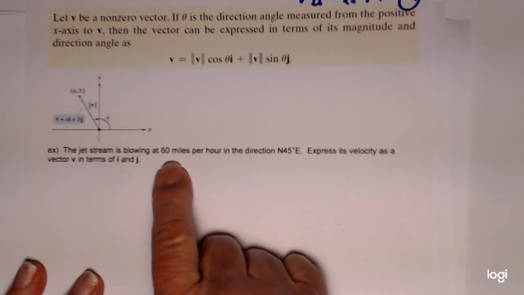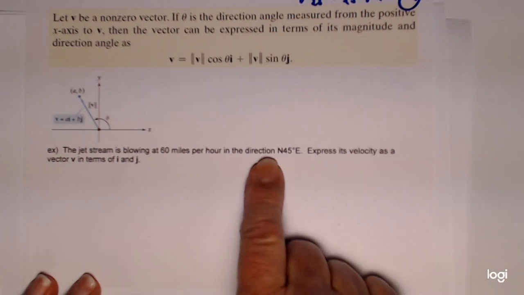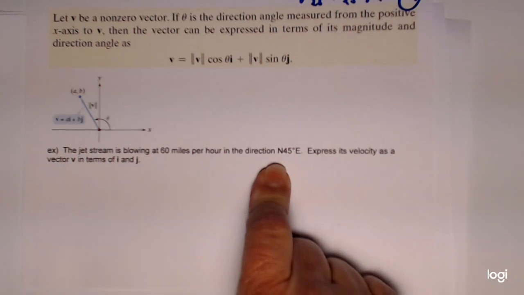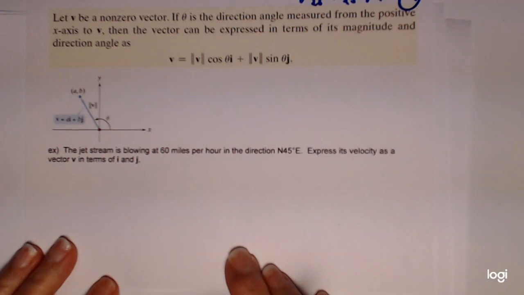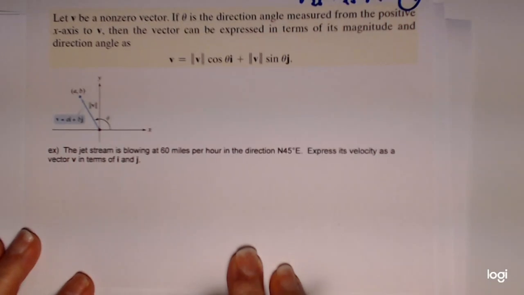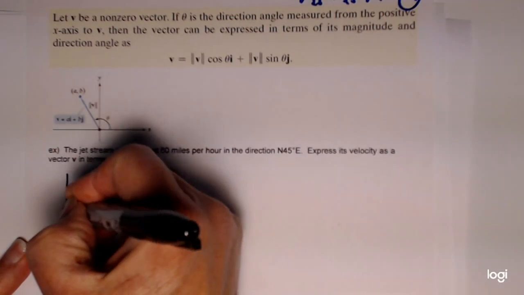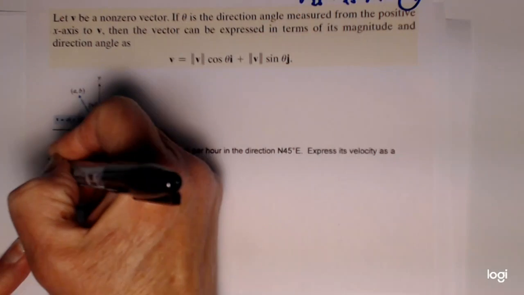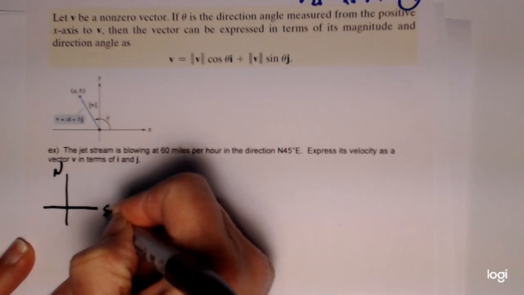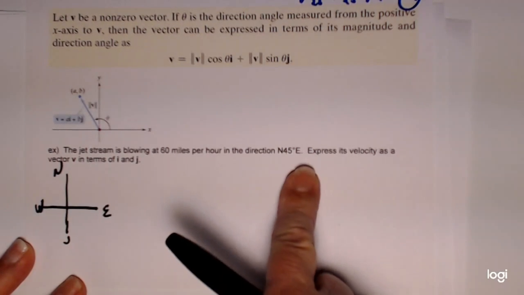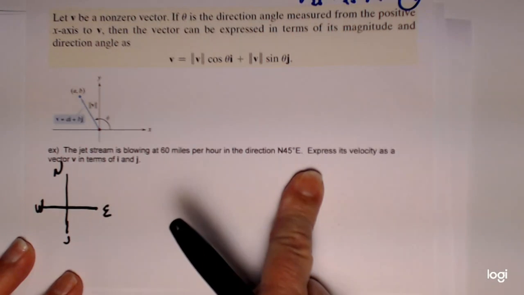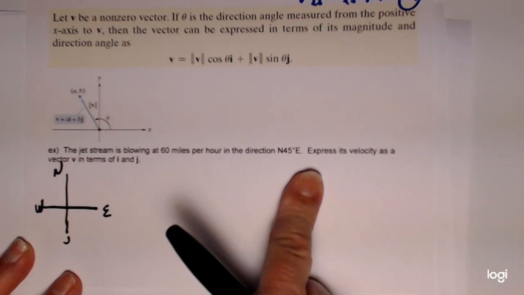We're told that the jet stream is blowing at 60 miles per hour in the direction of 45 degrees northeast. So we're in the world of bearings. What we want to do is take this information and express the velocity as a vector in terms of i and j. As you know by now, I always think that a picture can be quite helpful. So let's do that. Here we have our north, and then we have our east. Obviously, this would be south and west, but for our purposes, it's this northeast that we're going to be looking at.